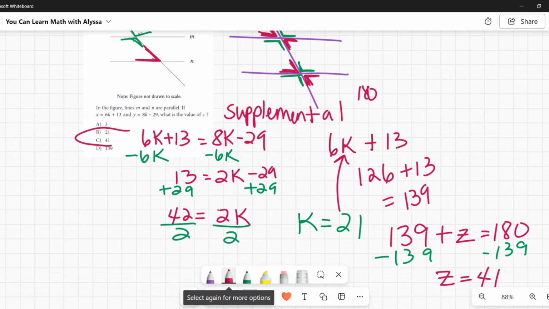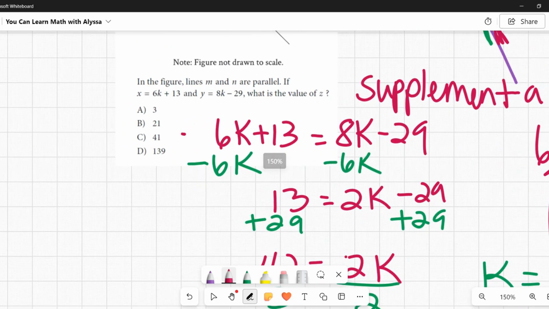And my stylus went wrong on me there. Let me zoom in so I can circle it correctly. C, 41 is my answer. That is the value of z.